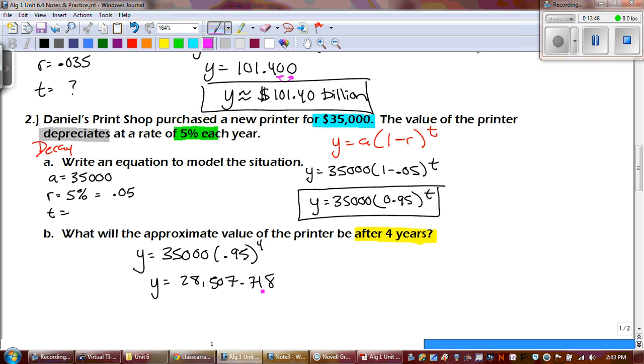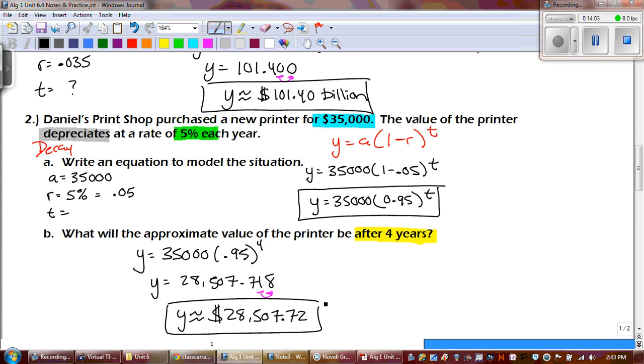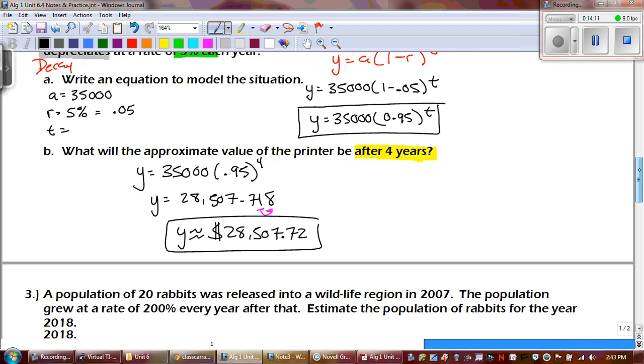Okay, so when we're rounding, we have to look at the next number. 5 or more, raise the score. 4 or less, let it rest. So $28,507.72. If you need help with the rounding, you need to come in and see Ms. Carranza or myself to help you out. Okay? All right, let's flip it over.